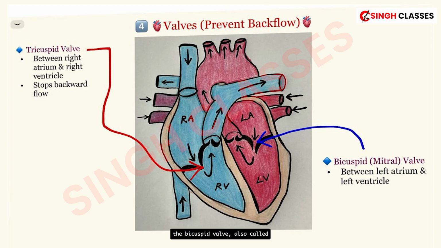The bicuspid valve, also called the mitral valve, is present between the left atrium and the left ventricle. It has two flaps, or cusps, and allows oxygenated blood to flow from the left atrium into the left ventricle. It prevents the backflow of blood into the left atrium when the left ventricle contracts. Both valves ensure that blood flows in one direction only inside the heart.